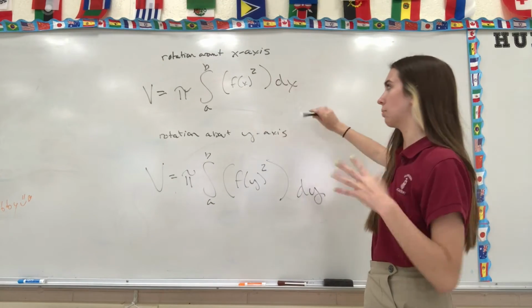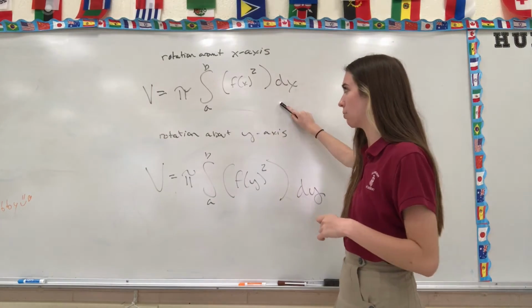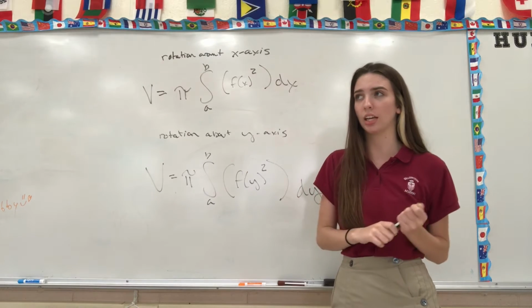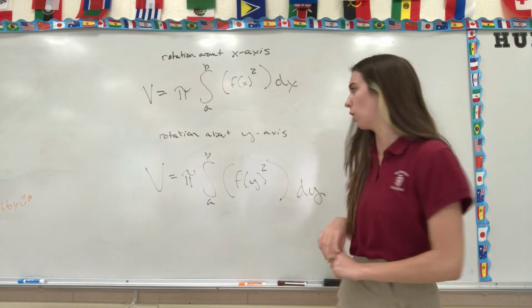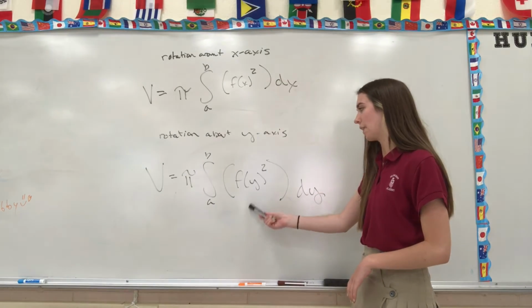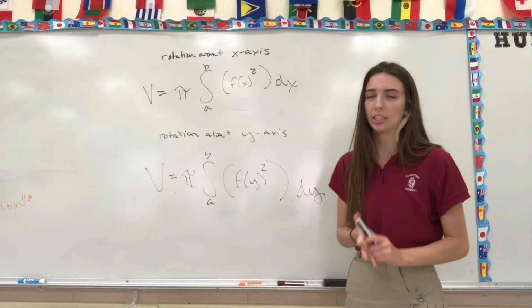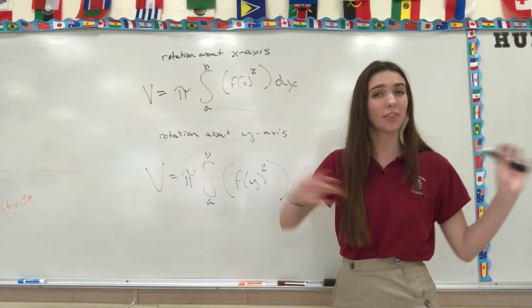This one's honestly the pretty easy one. Once you get the gist and the hang of this equation, it's pretty simple. But rotation about the y-axis is what we need to cover next, because there's a couple more steps and it's a bit hard to perform. As you can see, it's f of y squared and dy, so it's all with respect to the y-axis, obviously, because that's what we're rotating around. So let's do a problem with that.